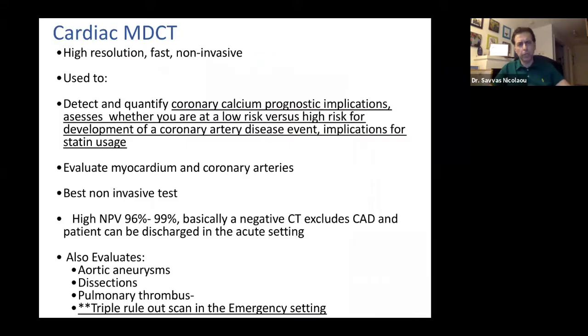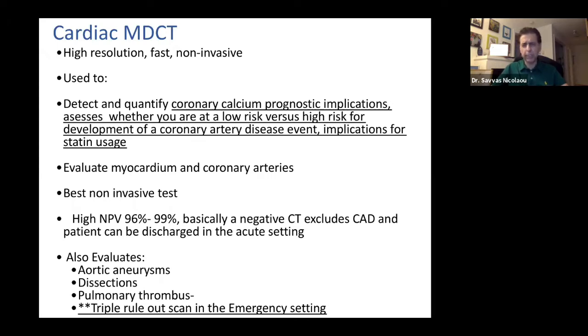patient. Now, cardiac MDCT, it is high resolution, fast, non-invasive. It is used to detect and quantify coronary calcium for prognostic implications, whether you are at a low or high risk for the development of coronary artery disease, and also risk for cardiovascular disease morbidity and mortality. It evaluates myocardium, coronary arteries. It is the best non-invasive test we have presently for the detection of coronary atherosclerotic disease.